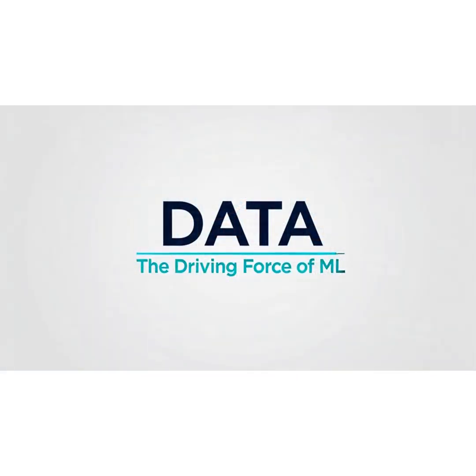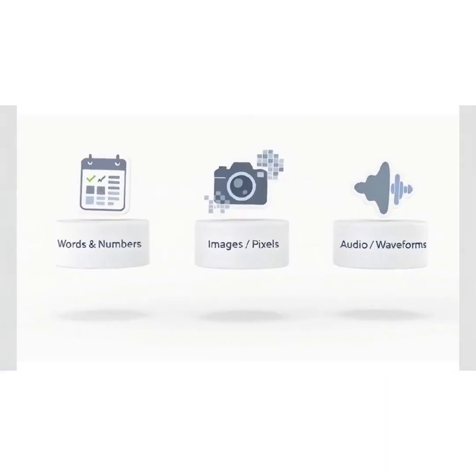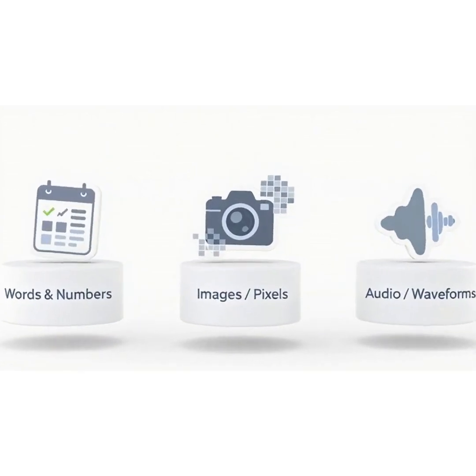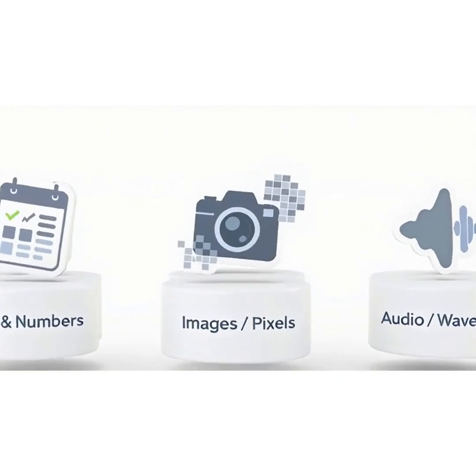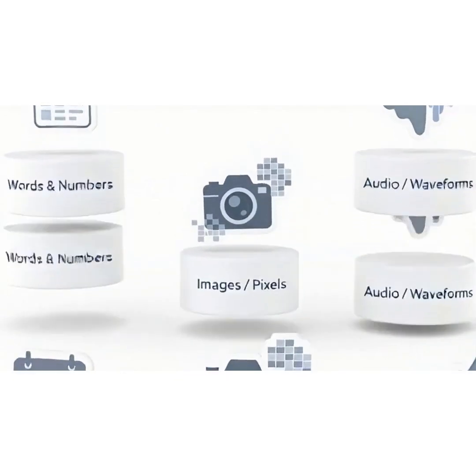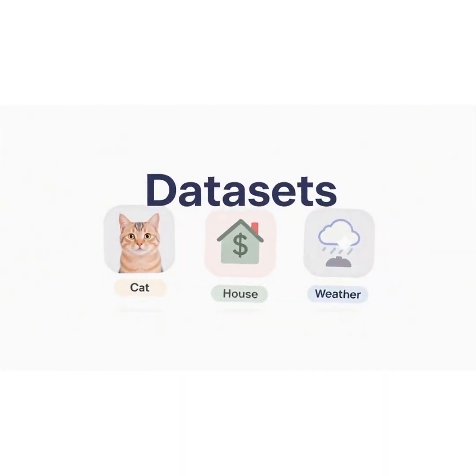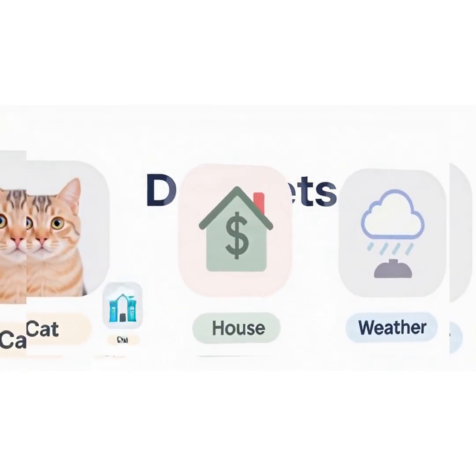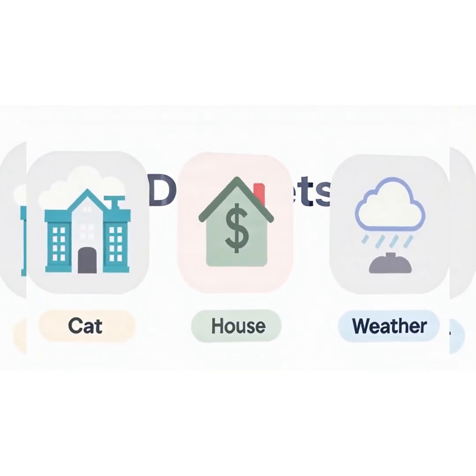Data is the driving force of machine learning. Data comes in the form of words and numbers stored in tables, or as the values of pixels and waveforms captured in images and audio files. We store related data in datasets. For example, we might have a dataset of images of cats, housing prices, or weather information.